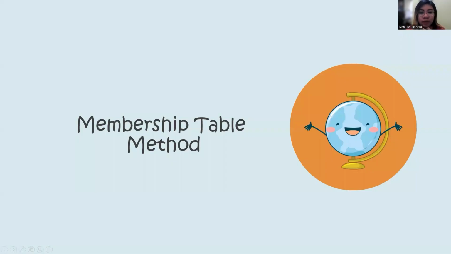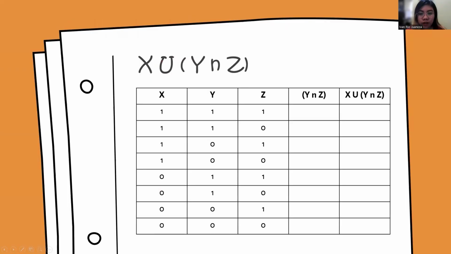So here's the membership table method. To prove that X union (Y intersect Z) is equal to (X union Y) intersect (X union Z), we can use the membership table method. First, we construct a membership truth table of X union (Y intersect Z). For Y intersect Z, we'll use the logical AND behavior, which evaluates to true if and only if both of its operands are true.